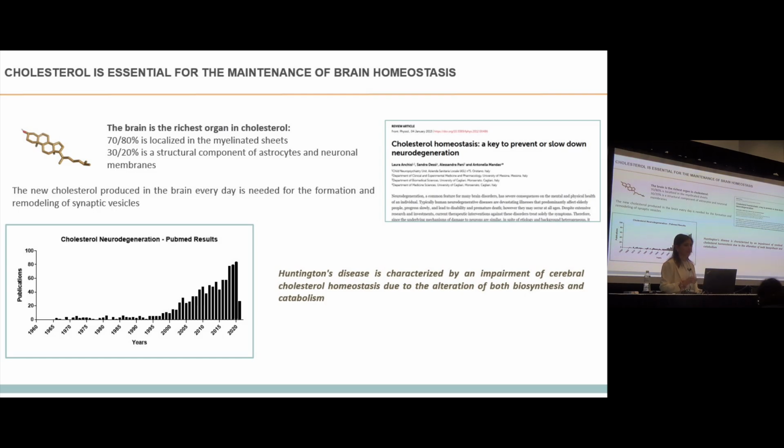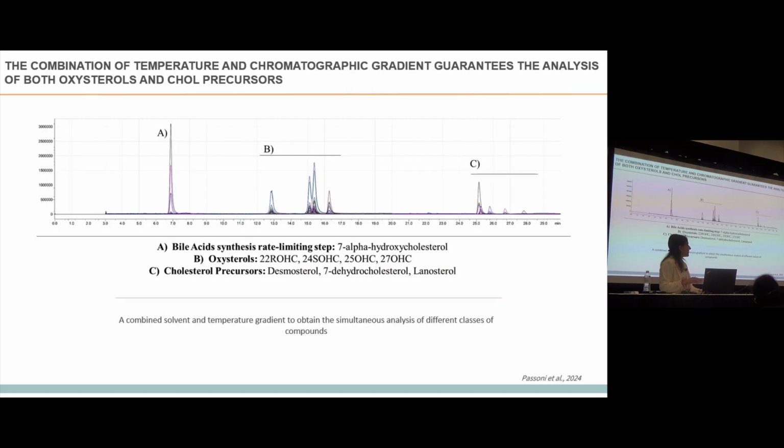So we know from literature that in the last 20 years several papers were published on Huntington's disease and the correlation of neurodegeneration and cholesterol. That is, Huntington's disease is characterized by an impairment in cholesterol homeostasis. So I started the study of cholesterol metabolism in brain from R6/2 mice using a classical LC-MS method.